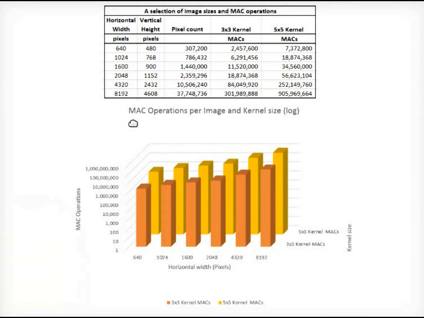This spreadsheet calculation shows a relationship between some typical image sizes and the number of MACs for 3x3 and 5x5. So as we move from these typical sizes up to 4K and 8K images, we will see exponential growth in the MAC calculations and also in the energy consumption.